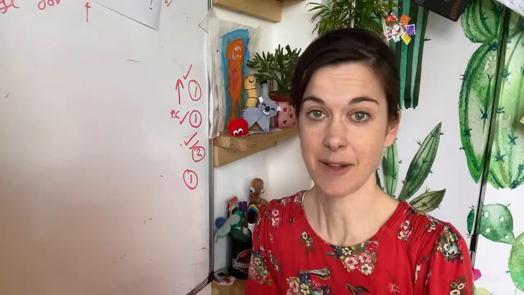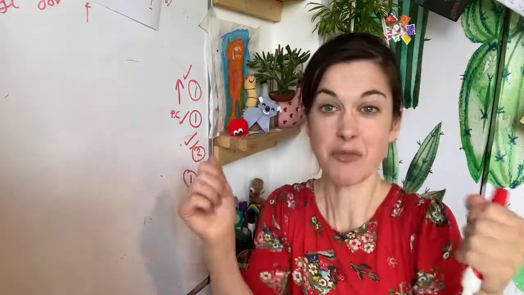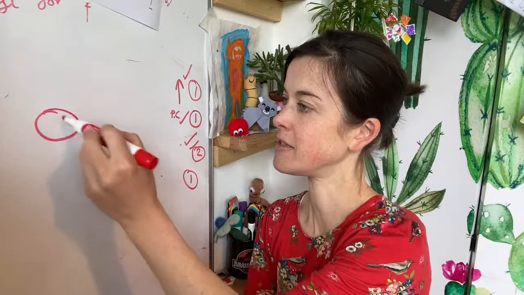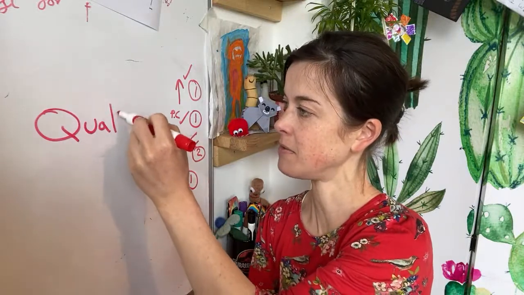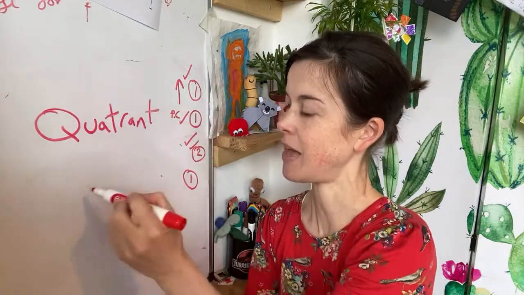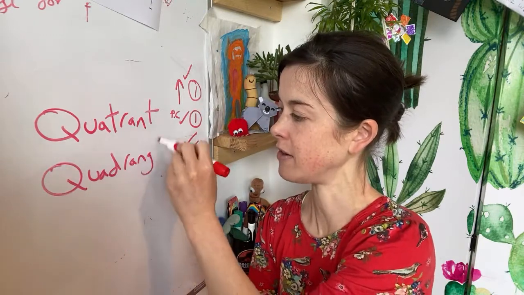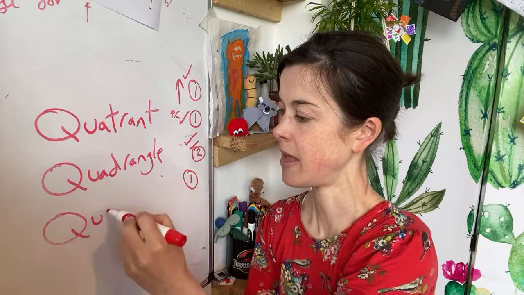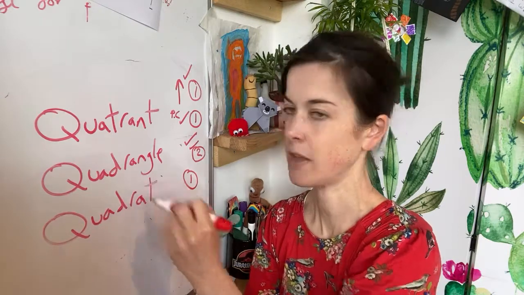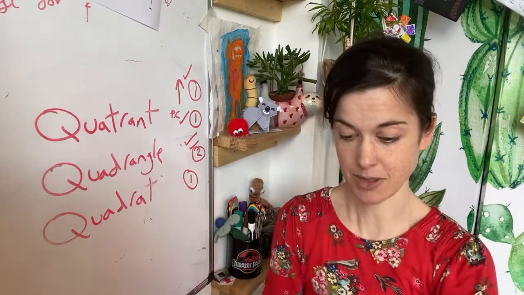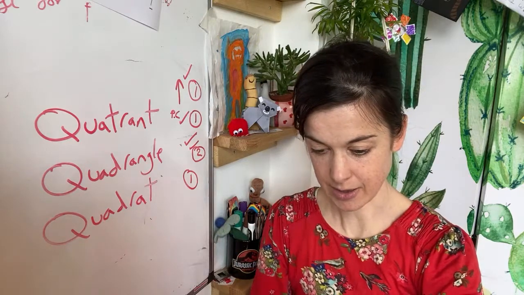What is the correct name for the kind of picture frame type thing that scientists use to count animals? Is it A, quadrant, B, quadrangle, or C, quadrat? What is the correct name for the picture frame type thing that people put on the ground?